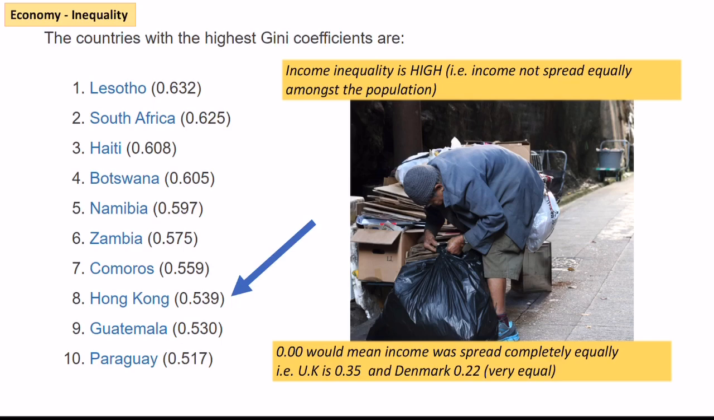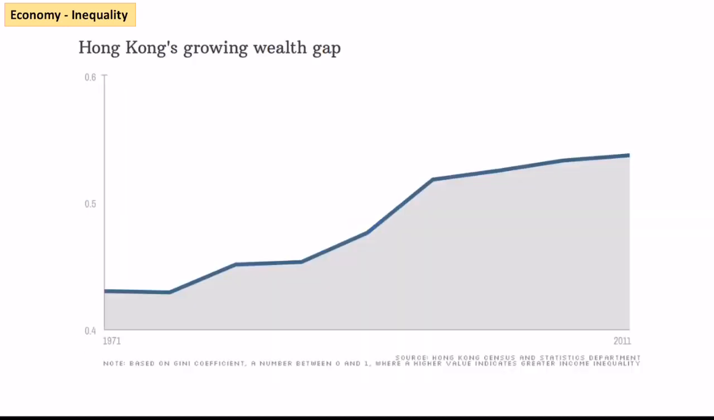Places like Denmark and Sweden and lots of Scandinavian countries are even better, at 0.2. But 0.5 shows that Hong Kong is economically unequal. The income is held by a few very rich people, and there are lots of people that don't have that kind of £35,000 per capita. Here's another graph to show that this has got worse over time. In the 70s it was just above 0.4, and now, in about 2020, it's 0.53. So the wealth gap between rich and poor is getting worse.